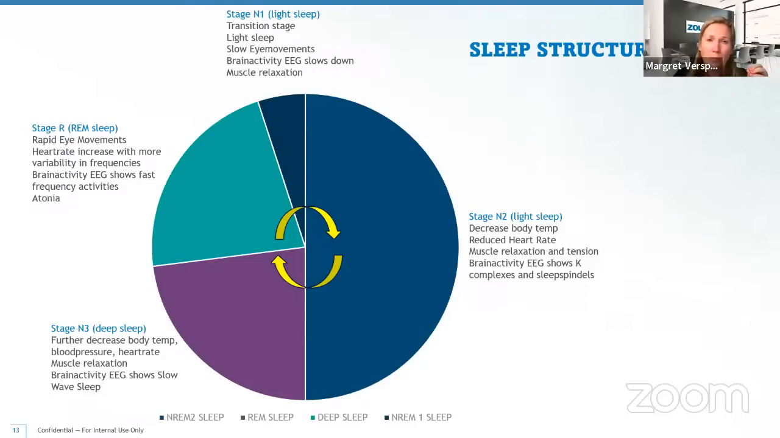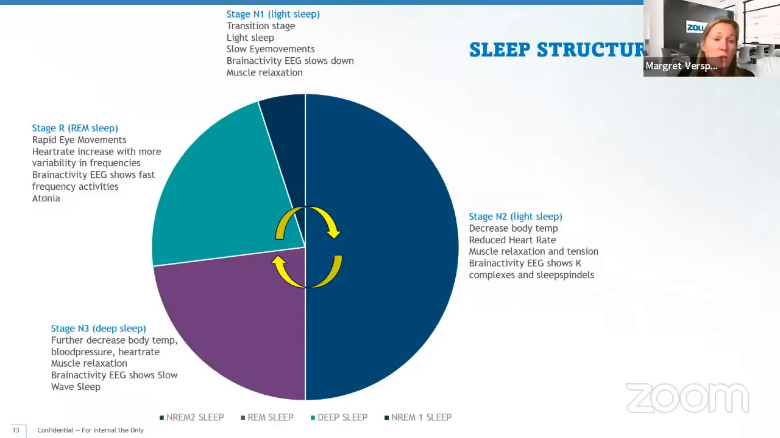In stage 1 and stage 2, the light sleep, there is sympathetic activation. We can see variability in the heart rate, and some vasoconstriction, etc. It's more irregular. When the patient is in deep sleep, everything is very regular: respiratory movement, heart rate, oxygen saturation, everything is stable.